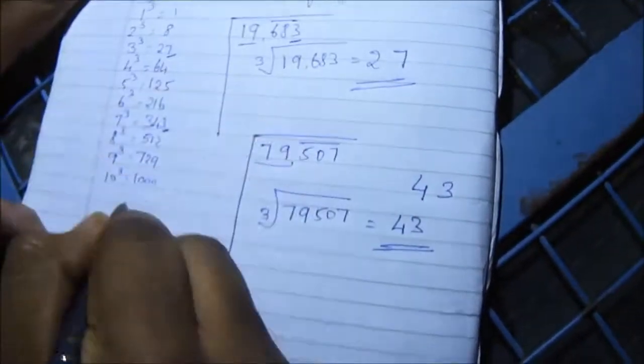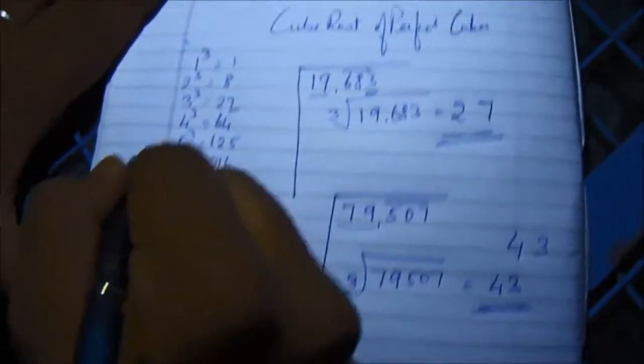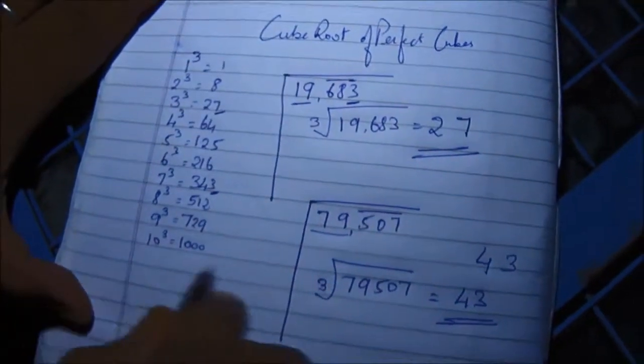So guys, it's too easy. Just know these 10 numbers and their cubes, and you can find the cube root of any perfect cube.